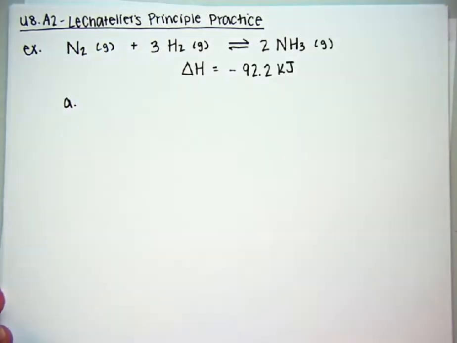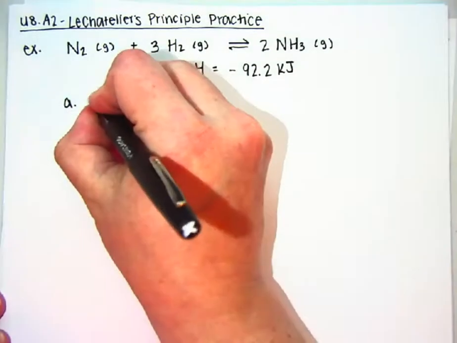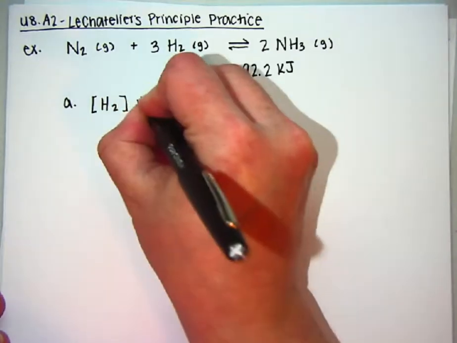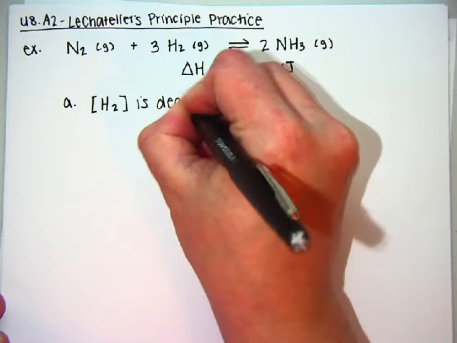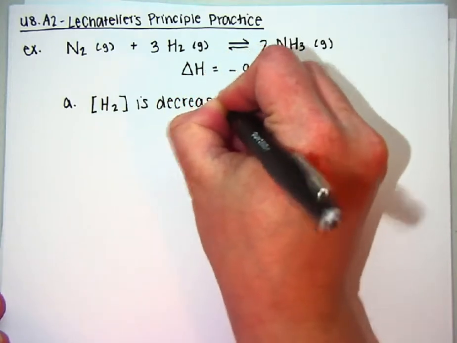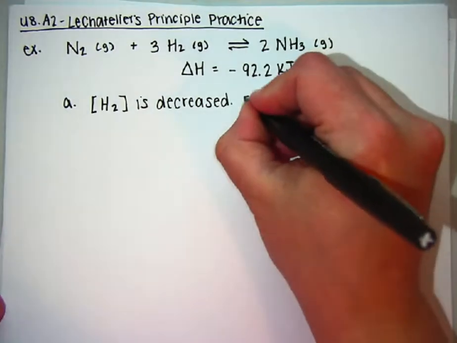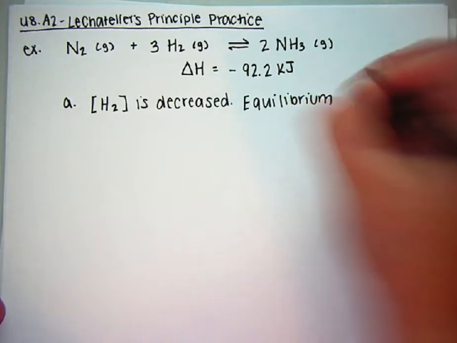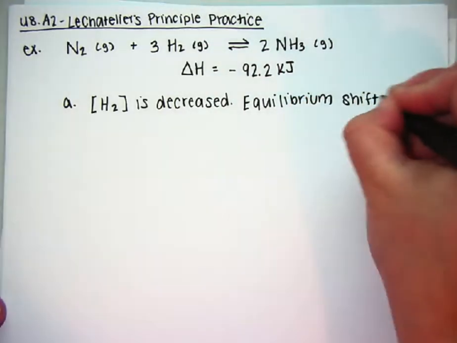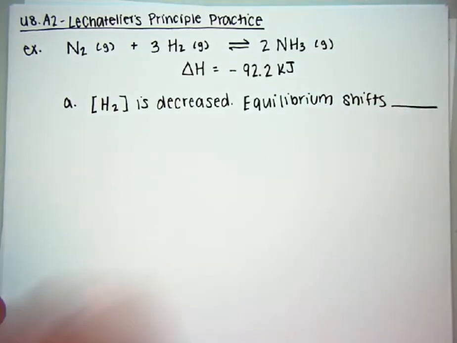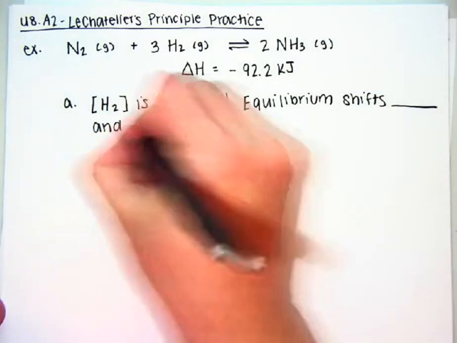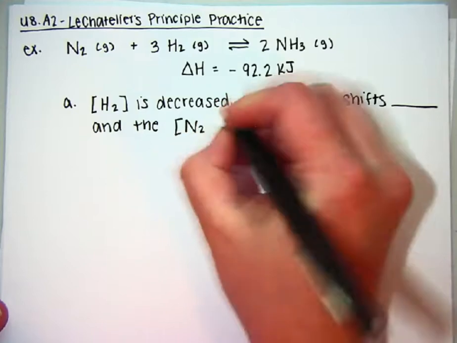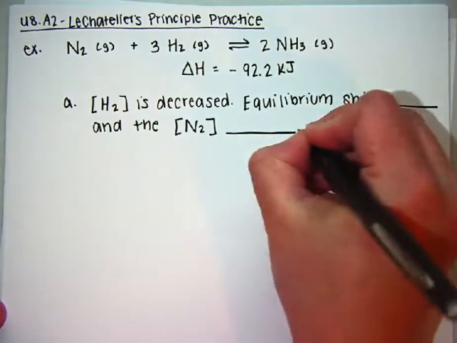First question. Concentration of H2 is decreased. Equilibrium shifts blank, and the concentration of N2 blank.